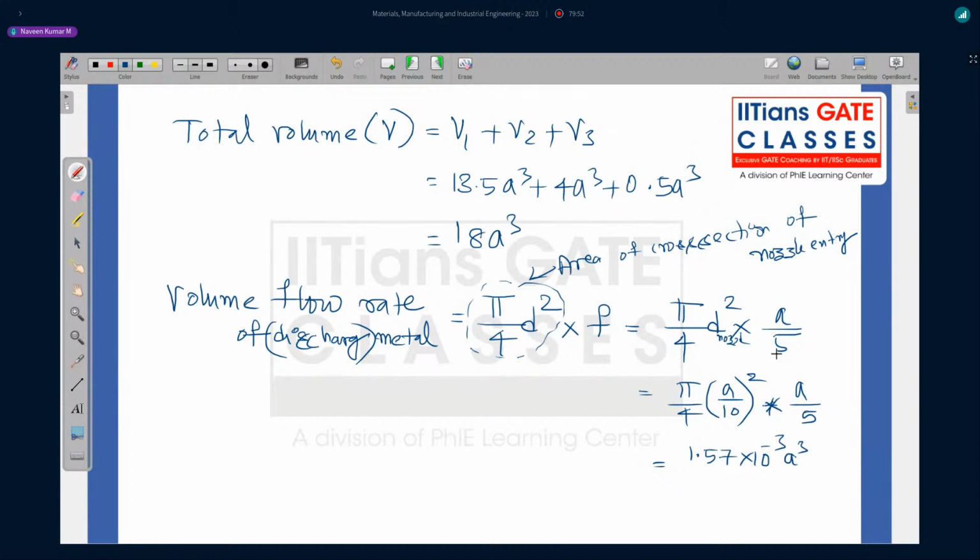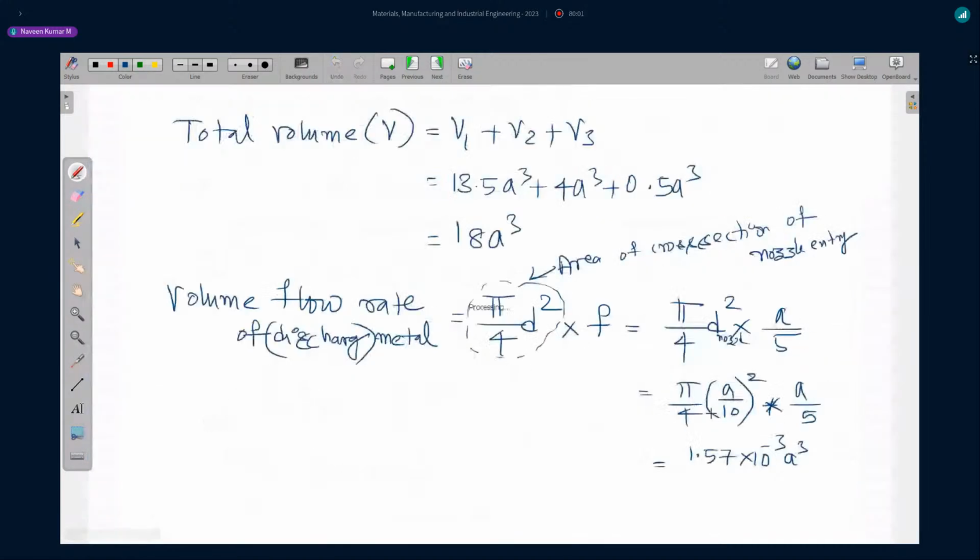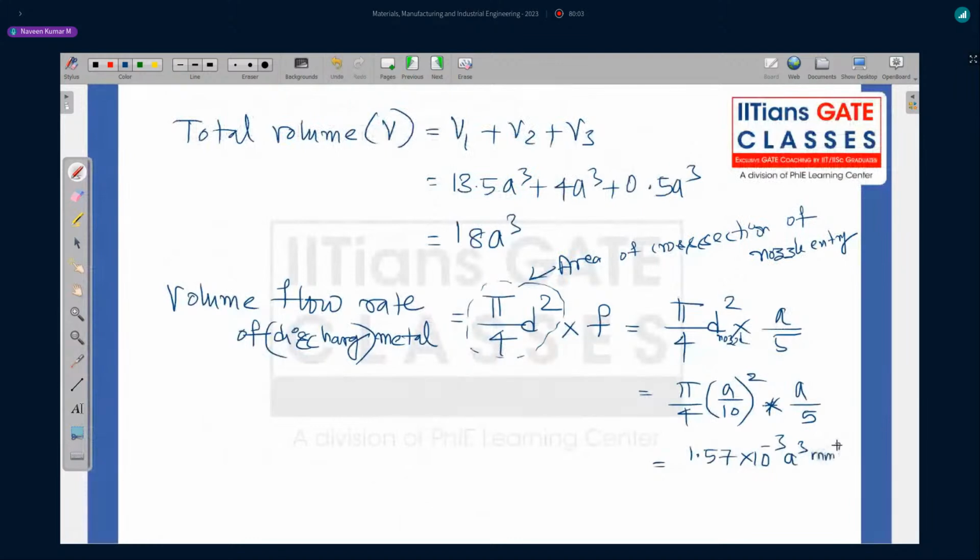What is the unit here? mm cube per second or per minute? What have they given? Per minute. Oh, this is per minute. So mm cube per minute.